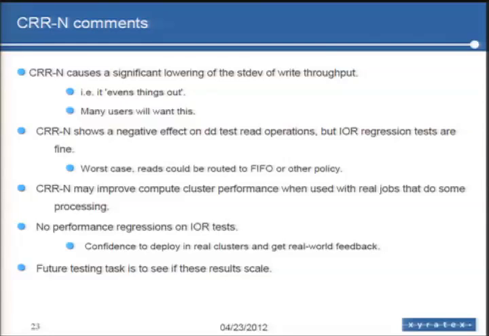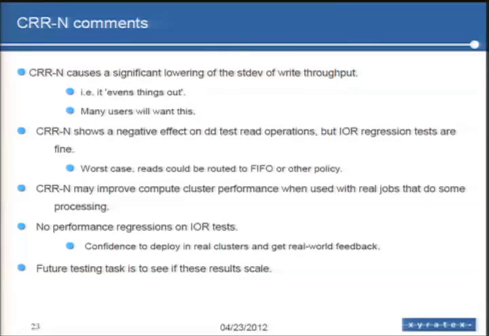So what we saw in this test is that CRR-N seems to even things out a lot for write performance, but it has a negative effect on read performance. I guess in the worst case, reads could be routed through the FIFO policy, either intentionally or unintentionally, failing those requests. For example, CRR-N could say, "Oh, this is a read request. I'm not going to handle it." So this may add a bit more overhead.